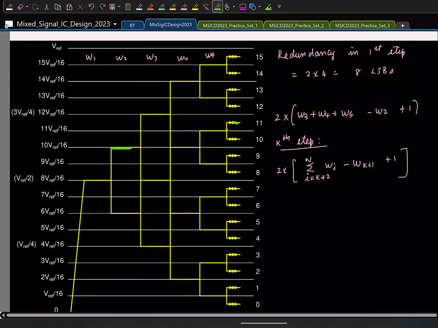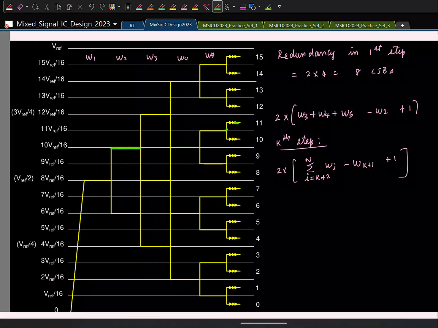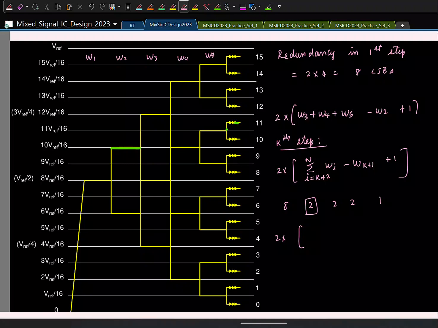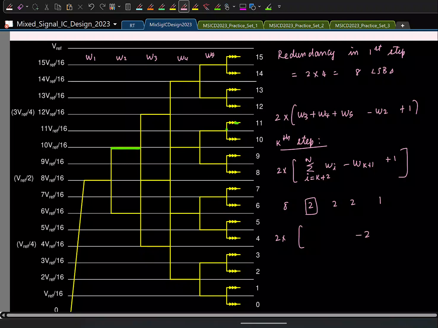So this is the second step. Let's see how much leverage I have. First, let's calculate from our weights, which are 8, 2, 2, 2, 1. So what is the redundancy? 2 times. I'm checking for the second step. The wrong step I can take is how much? What should I subtract? Minus 2, that is the wrong step.